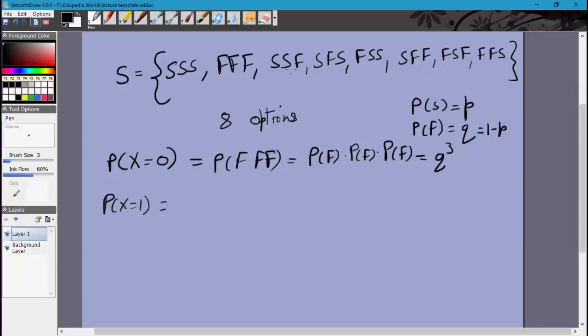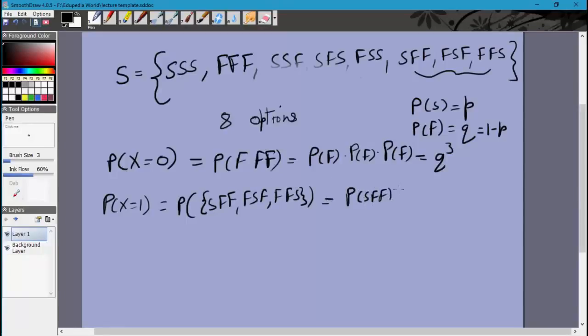What is the probability that you have one success? In that case, one success means you have these 3 options, right? So it is the probability of either SFF or FSF or FFS. Now the probability of this happening can be written as P of SFF, since these are independent events, plus P of FSF plus P of FFS. There will be no minus P of SFF intersection FSF, because these are independent events, right?